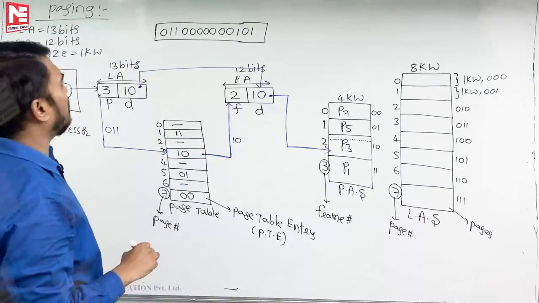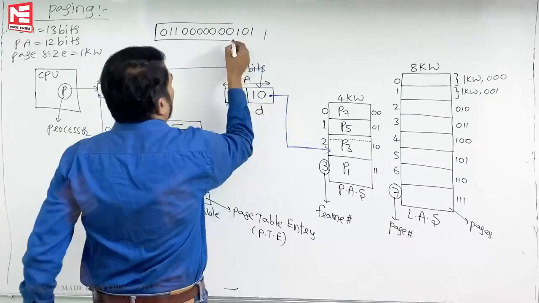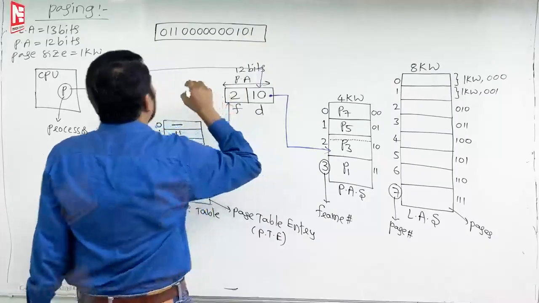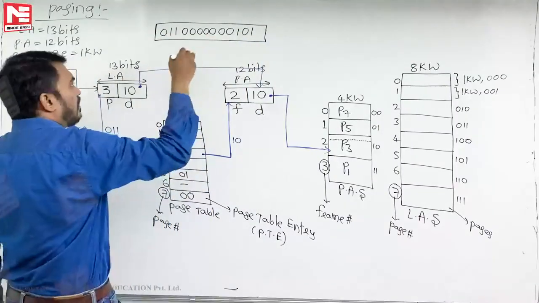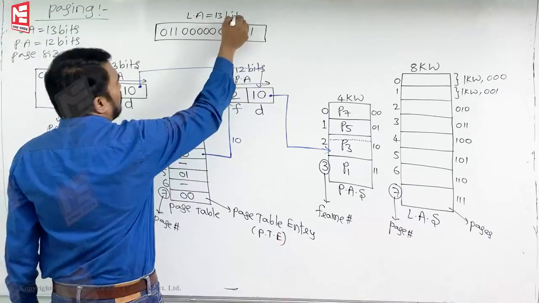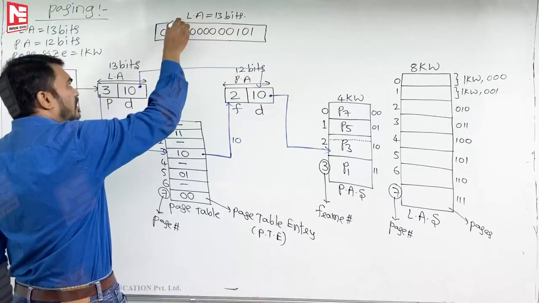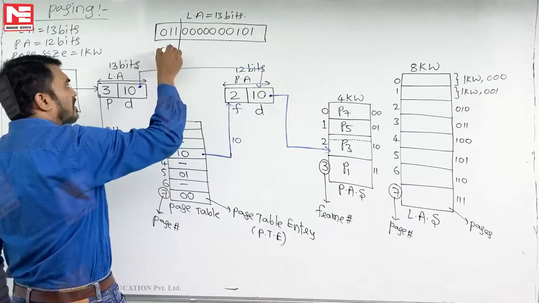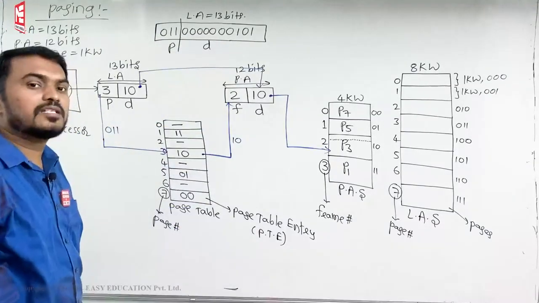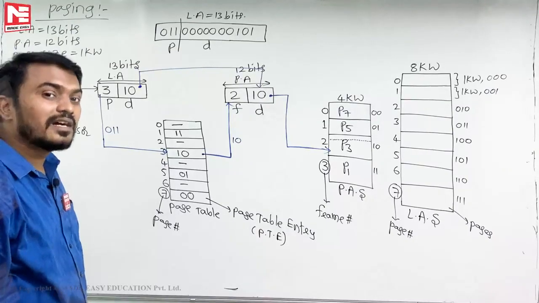So the CPU generated this 13 bits logical address. बताओ, 13 bits logical address है, CPU ने इसको generate किया. So this 13 bits logical address we divide into two parts. The first 3 bits you take as the page number, and the next 10 bits you take as the page offset. Page offset मतलब क्या है? Word number inside the page.